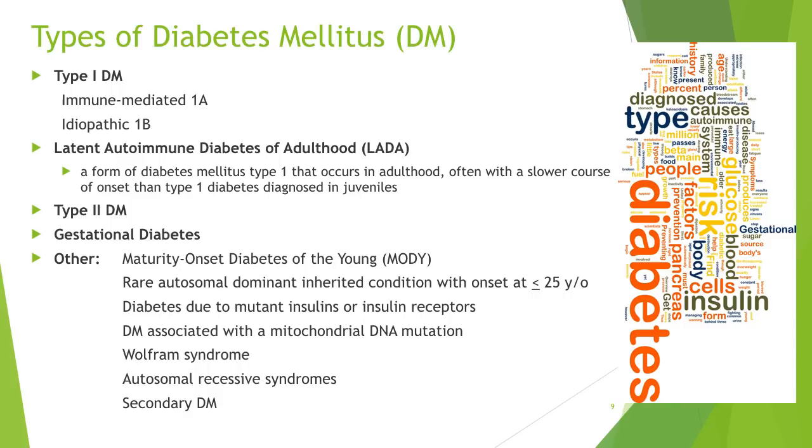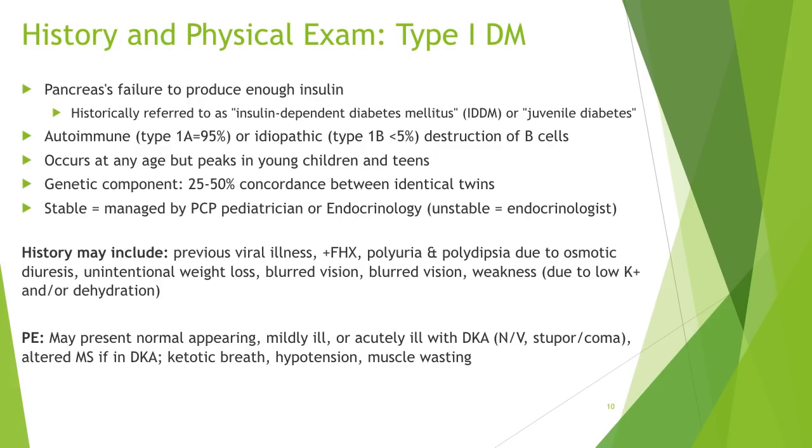Type 1 diabetes can be either autoimmune-mediated, immune-mediated, or idiopathic. Latent autoimmune diabetes of adulthood has a much slower onset of development compared with type 1 diabetes diagnosed as a juvenile. Type 2 diabetes is formerly known as adult onset diabetes. We'll talk about that in more detail as well.